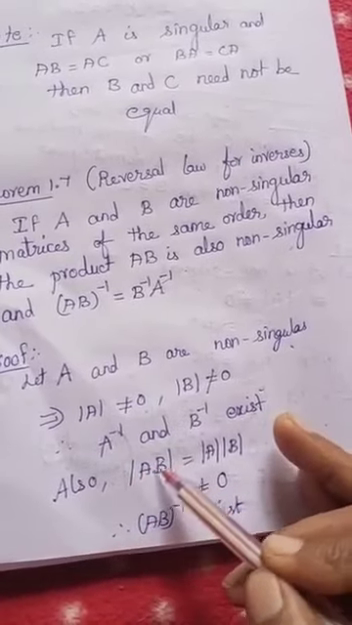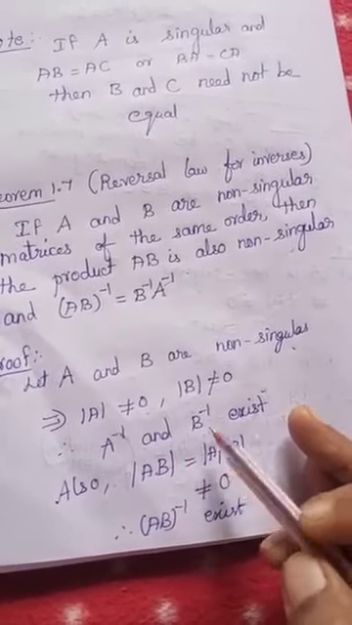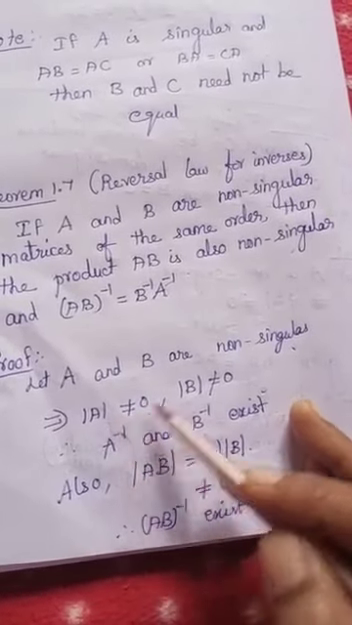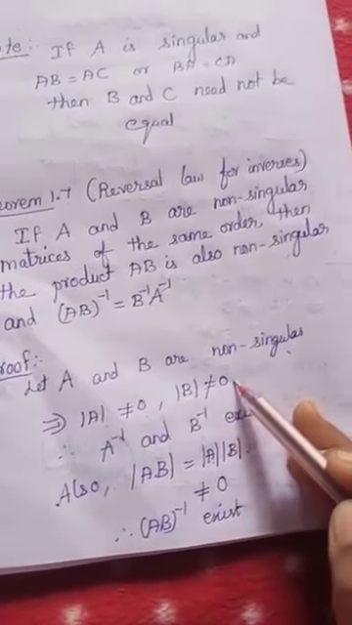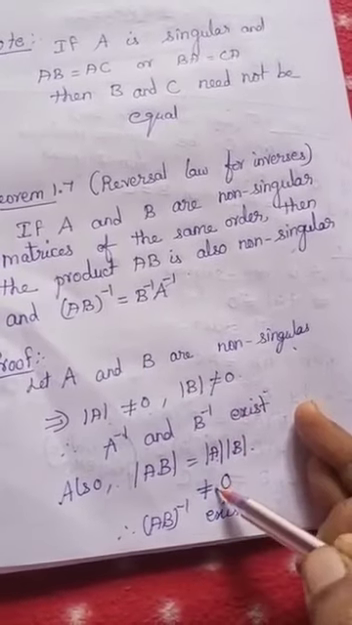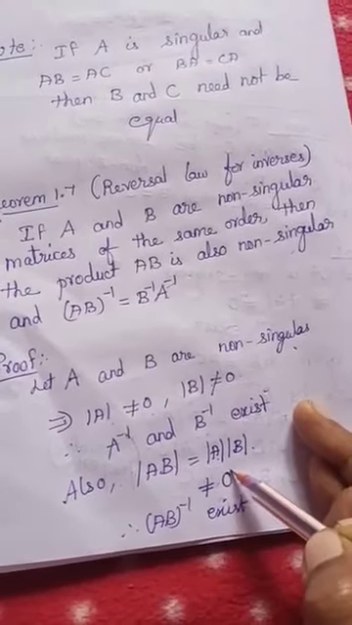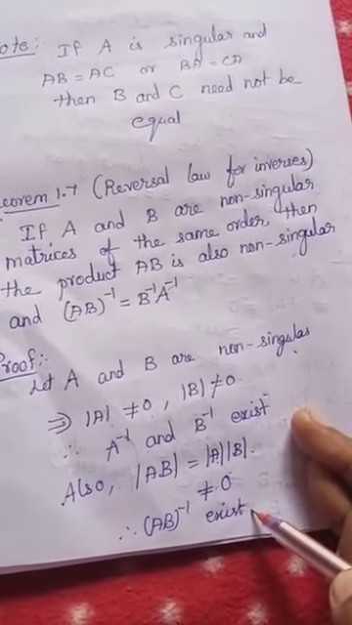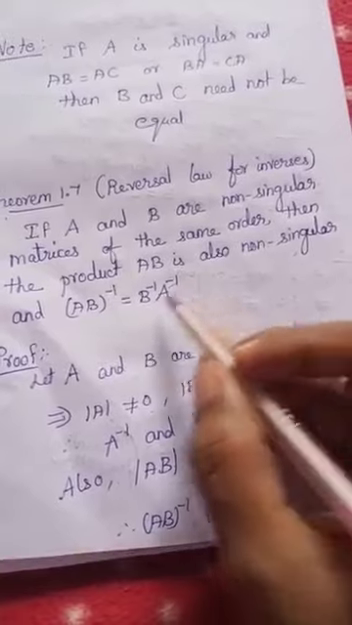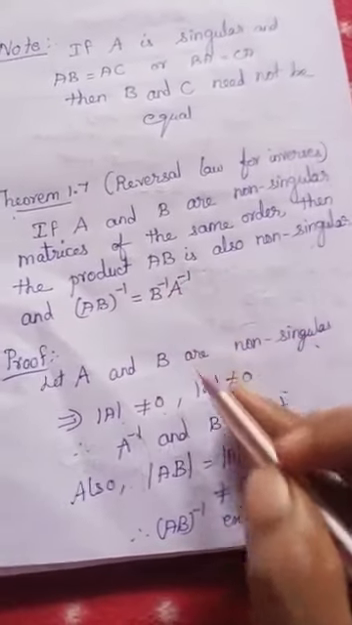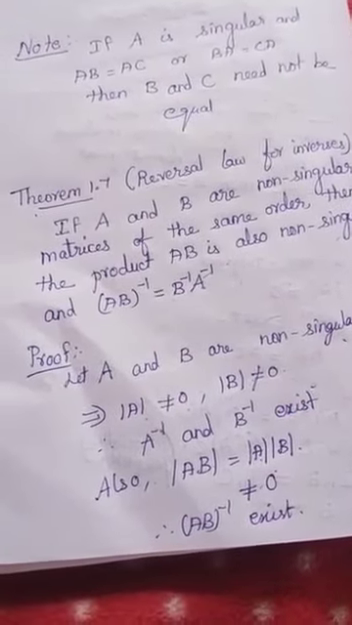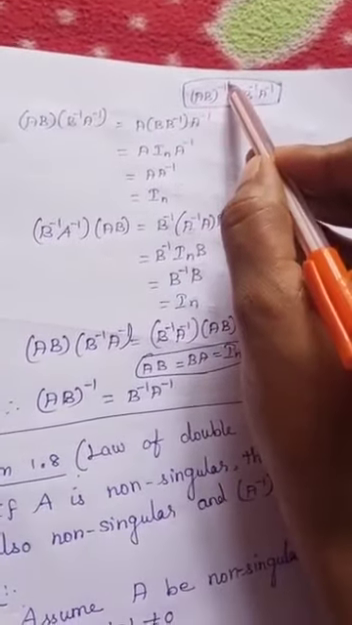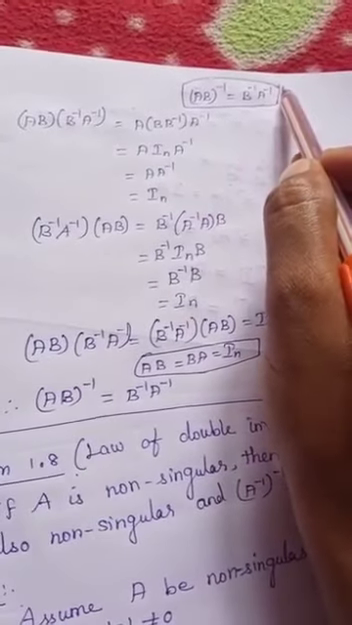Also, what we know is, determinant of A into B, using that product rule, is determinant A into determinant B. Determinant A is not equal to 0. Determinant B is not equal to 0, right? So then automatically this is not equal to 0. Therefore, what happens? AB inverse exists. So, one thing we have proved. Now, the next thing, AB the whole inverse equal to B inverse into A inverse, we need to prove. Yes, this is what we have to prove.